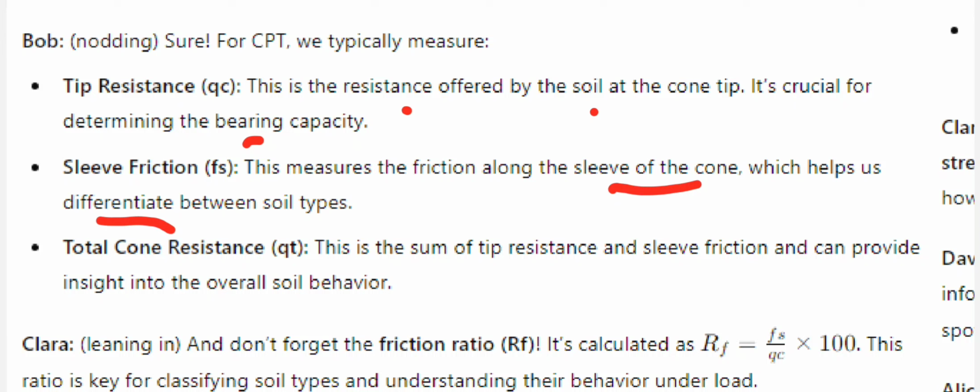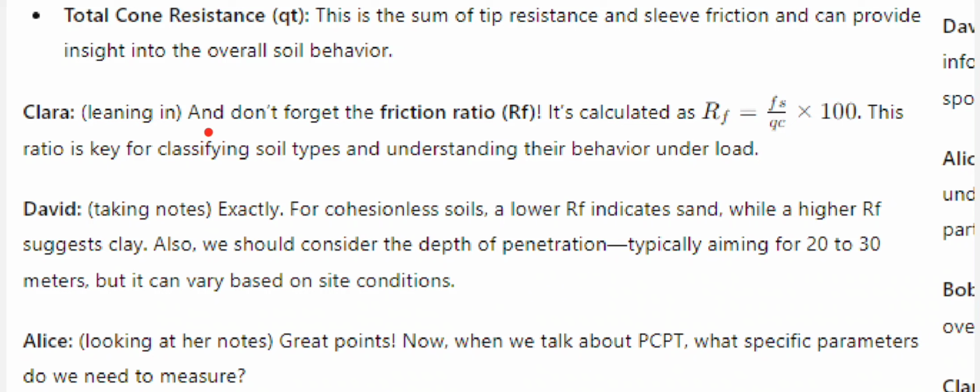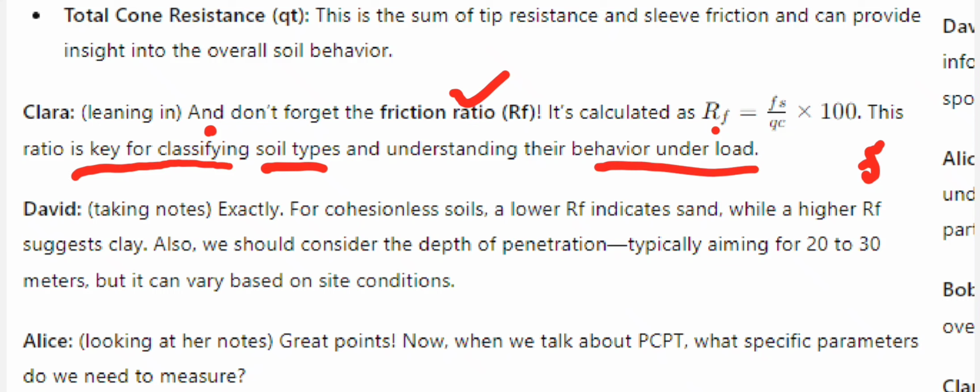Total cone resistance, the sum of tip resistance and sleeve friction, can provide insight into overall soil behavior. And don't forget that there is a friction ratio. It is calculated as fs by qc. This is a ratio. This ratio is key for classifying soil type. So the friction ratio is important for classifying the soil type and understanding its behavior under load.